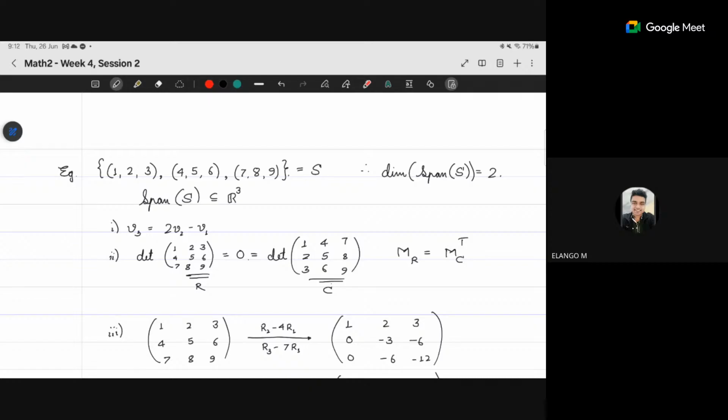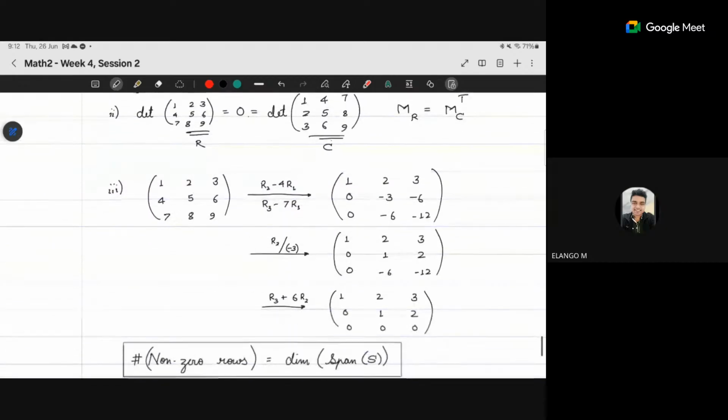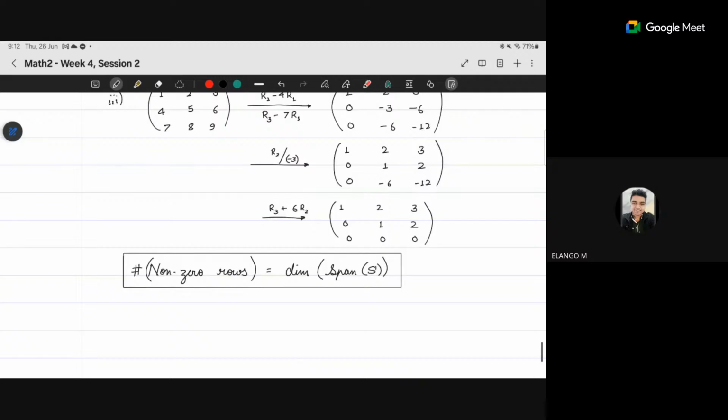Now I don't know if there is dependency or not a priori. So this is not a matrix space. This is a space of just vectors in R3. This is a subspace of R3, and I want to determine the dimension of that. And this method tells me that the dimension is 2.